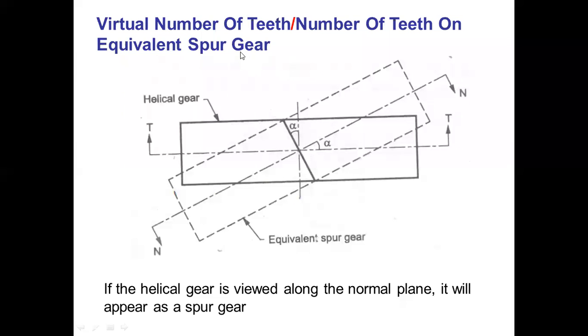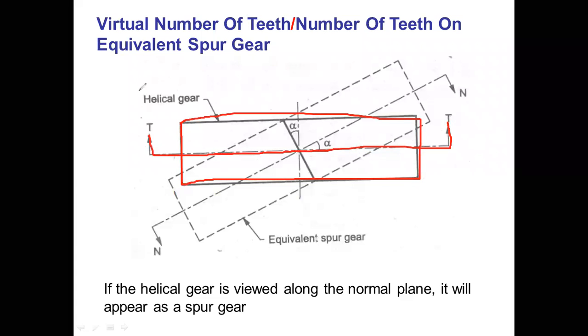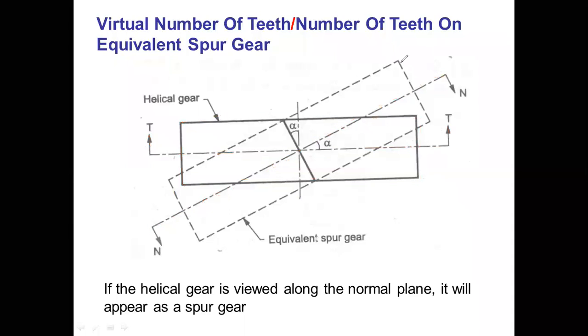Here, this is a helical gear, and this TT is the transverse plane, and this NN is a normal plane. If we cut this helical gear at a normal plane, or if we see the helical gear in a normal plane, then it will look like a spur gear.